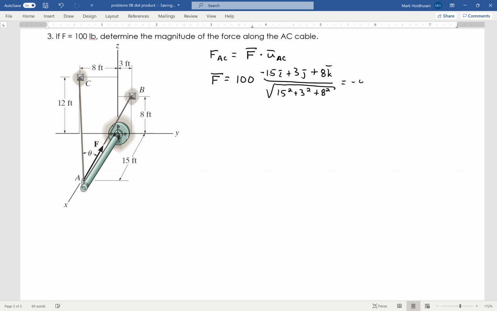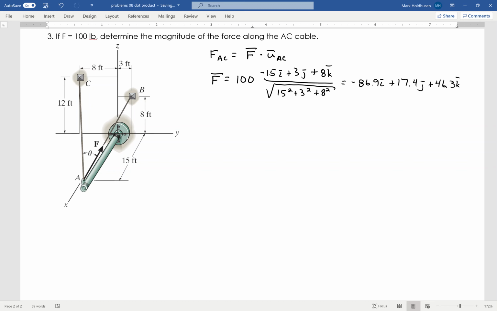And I get negative 86.9i plus 17.4j plus 46.3k. So that's the force written in Cartesian form.